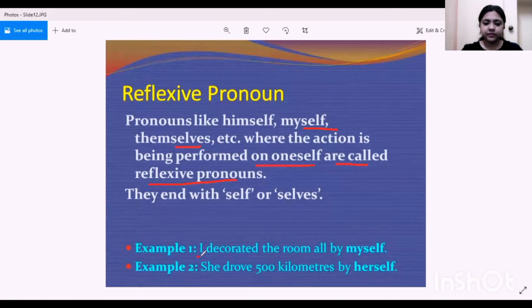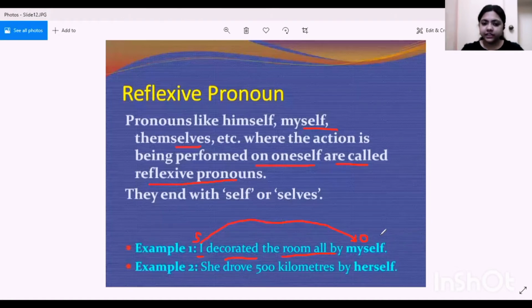I is the subject over here. I hope you will understand what is the subject and what is an object. The doer of the action is the subject, and the one on which the action has been performed is known as the object. Okay, I decorated the room all by myself. So again, the object is what? The object is the same person, I only. So the object and subject are same. That is why we are using myself over here, right?